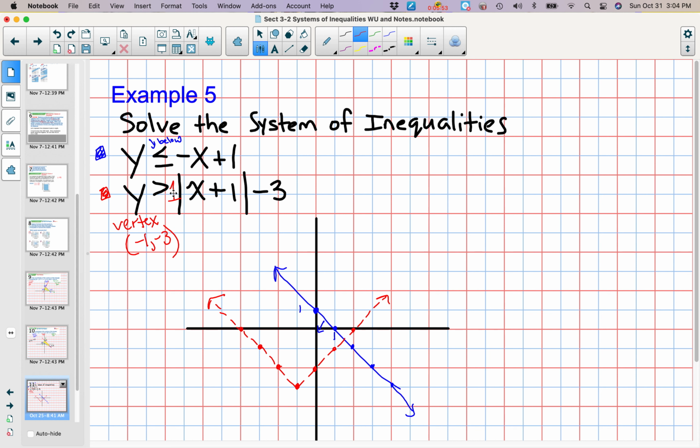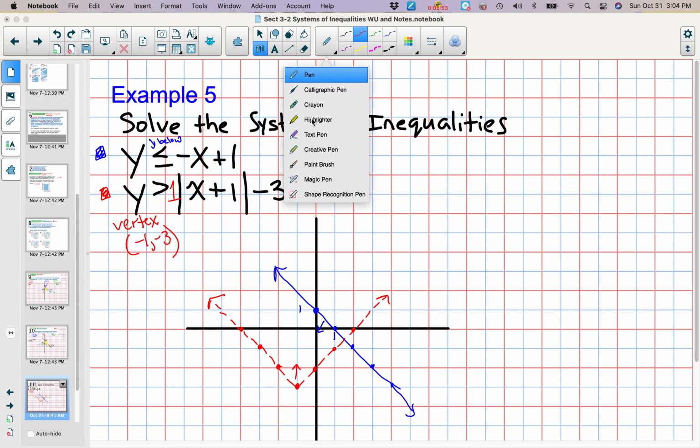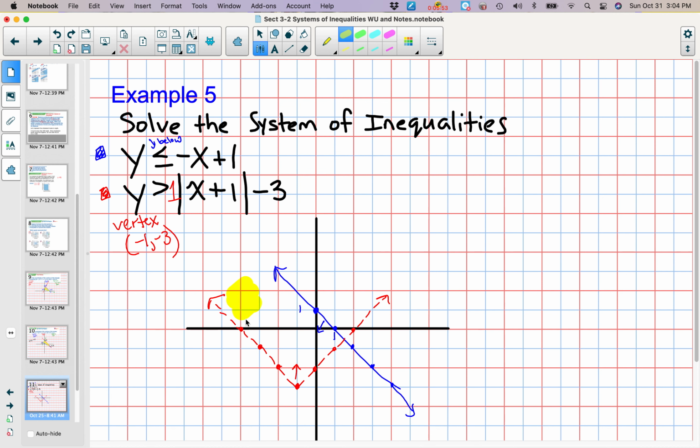And I need to be above that, so go to your vertex and shade above. So I'd be in this region. So I'm below the blue line, above the red line, so then my shaded region is going to be this here. And that would be my solution.